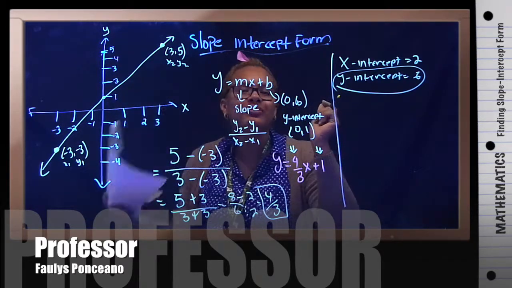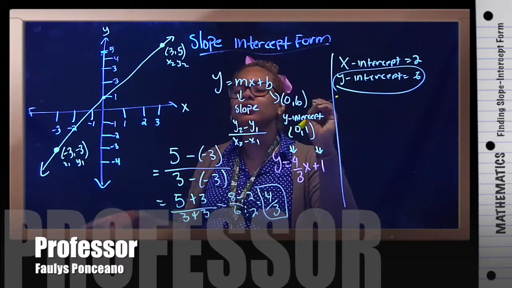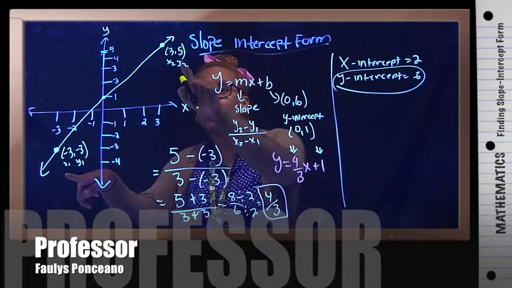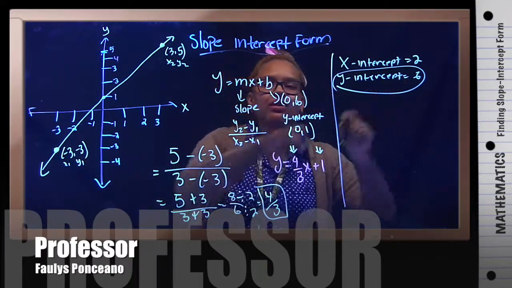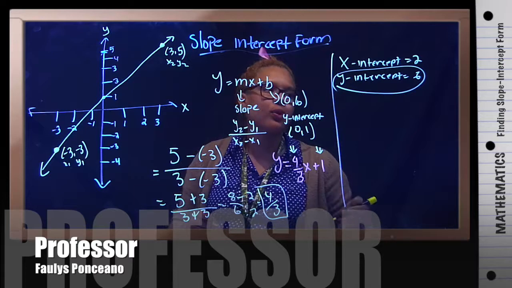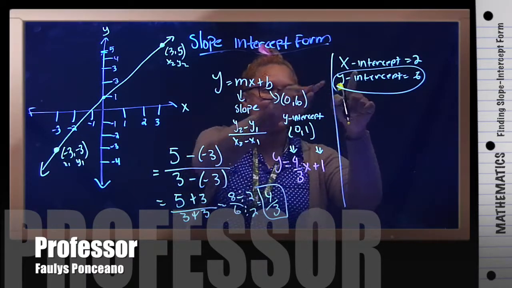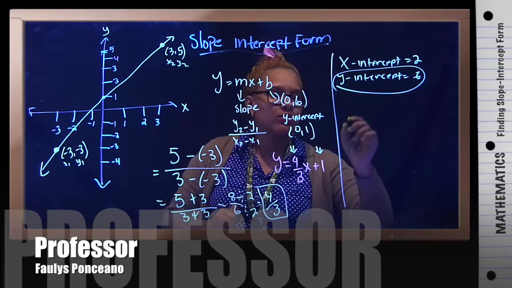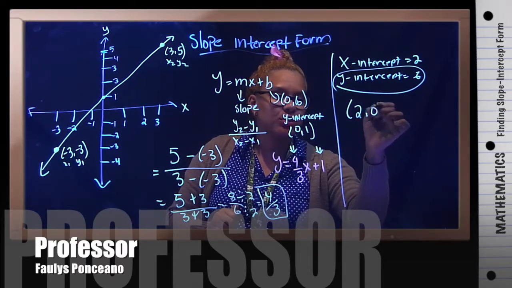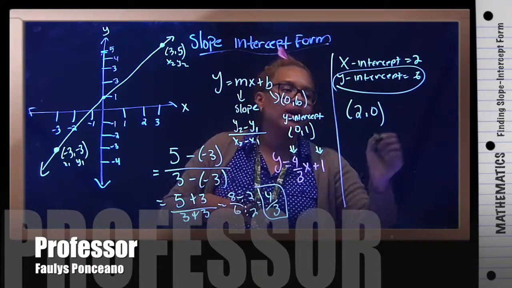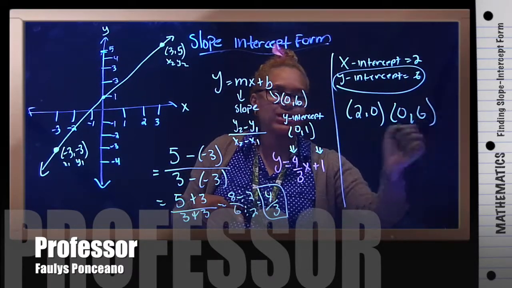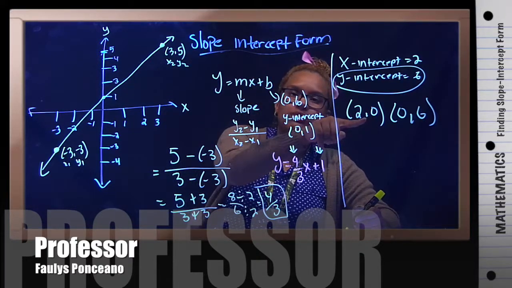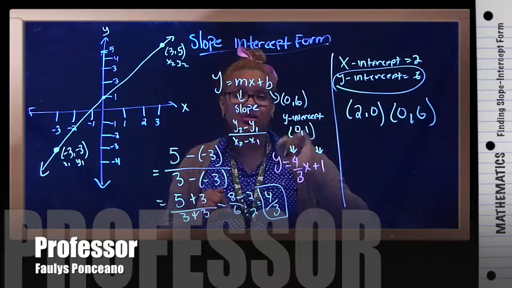Now, how do I find the slope? What do I need in order to find the slope? I need my formula and I need 2 points, right? But you're given 2 points right here. How do I write this information of x-intercept equals 2 as an ordered pair? Well, I write (2, 0). And for the y-intercept, I write (0, 6). Remember, the x-intercept is when y equals 0. The y-intercept is when x equals 0.